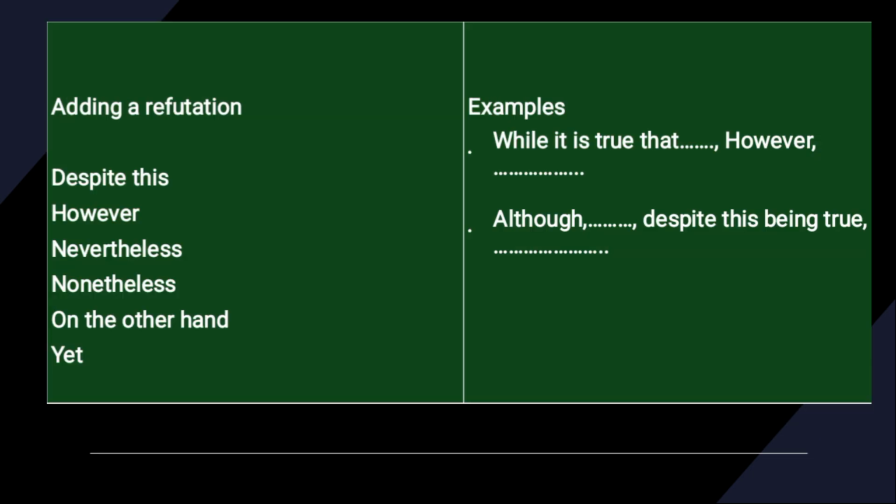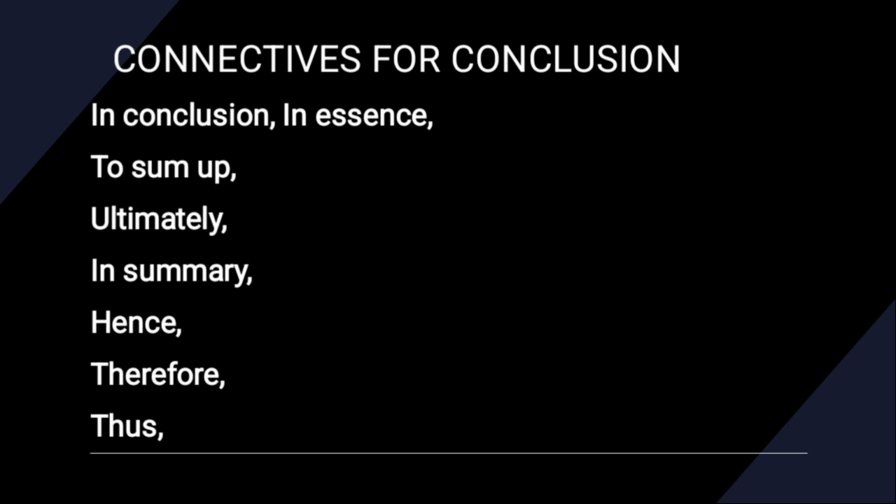All right, and when you're adding a refutation, you can use connectives such as despite this, however, nevertheless, nonetheless, on the other hand, yet, and so on and so forth. And connectors such as therefore, as a result, in conclusion, in essence, to sum up, ultimately, they bring clarity to conclusions. So these tools make essays more persuasive and easier to follow.